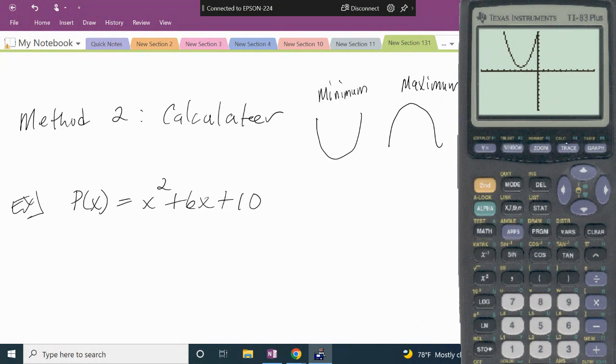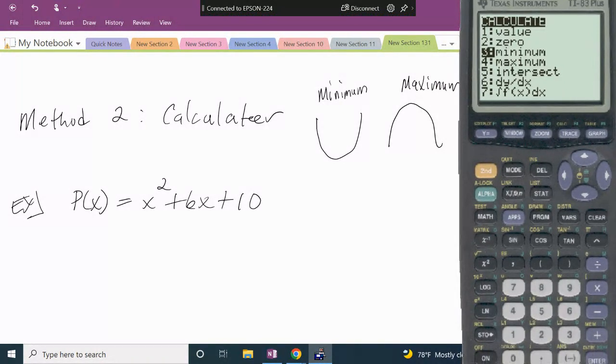So now I'm going to go into calculate, which is above trace. So it's second trace, which is calculate. I want to calculate the minimum. So that's why it's important to graph, and it's important to realize if your graph is a minimum or a maximum. So I'm going to calculate the minimum. I'm going to hit enter.